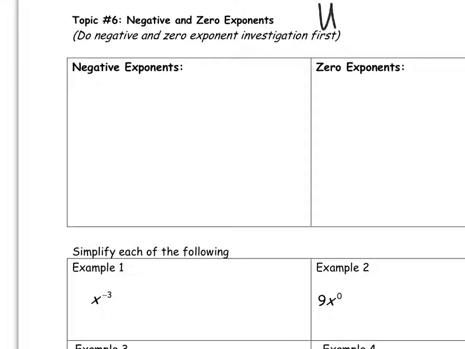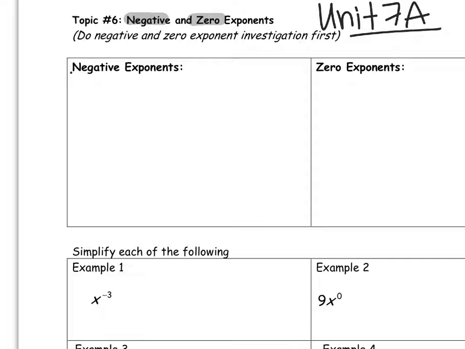Hey everyone, we're on topic 6 and this is unit 7A. We're still learning about exponents. This is our last topic. It's on negative and zero exponents. Every exponent problem we've done so far, the exponent has been a positive number. So today's exponents are going to be a little bit different. So to start, we'll do negative exponents.